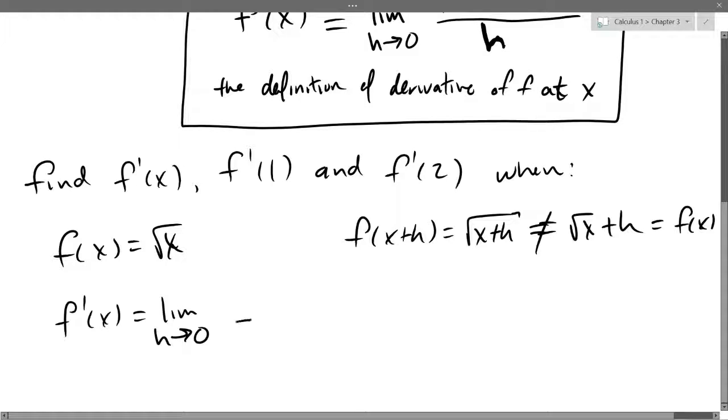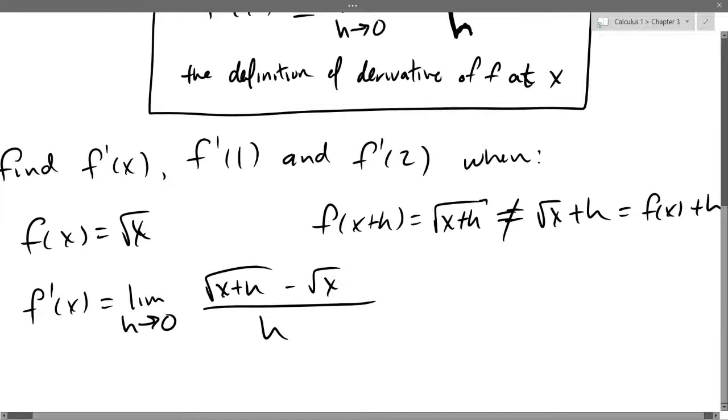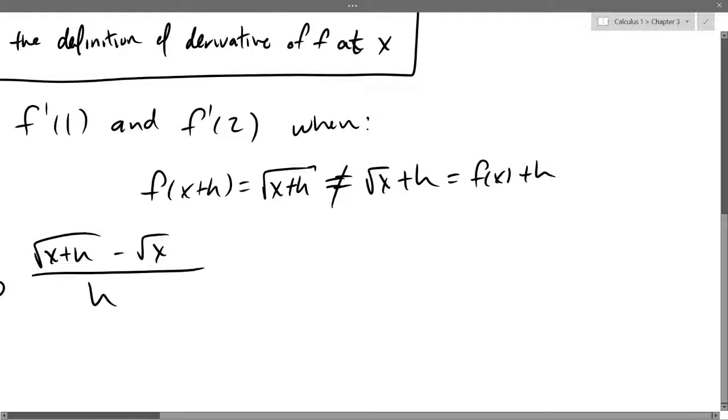Ooh, how do we do this? There are three tricks. I'll write them down right now. So these are algebra tricks. Multiply by conjugate over conjugate. First trick, second trick, factor, and then cancel.